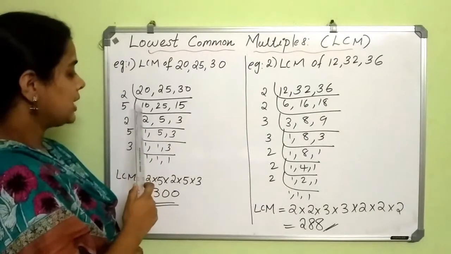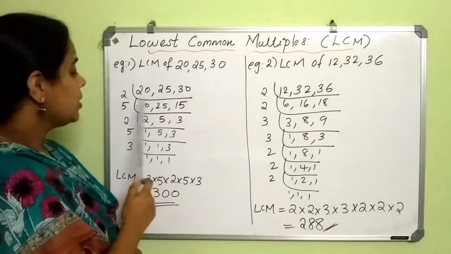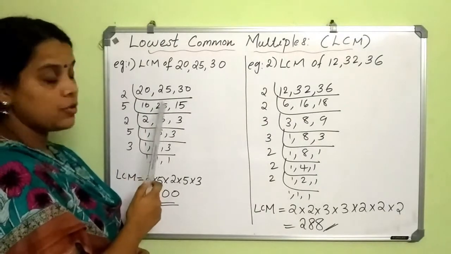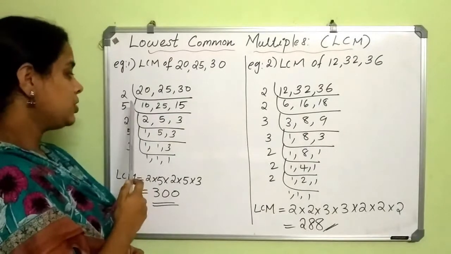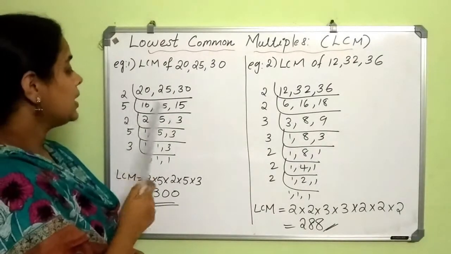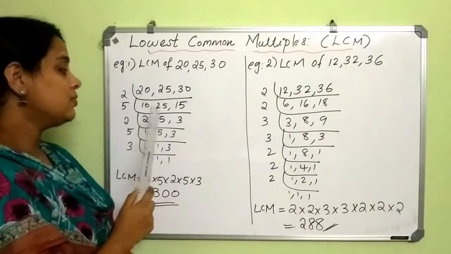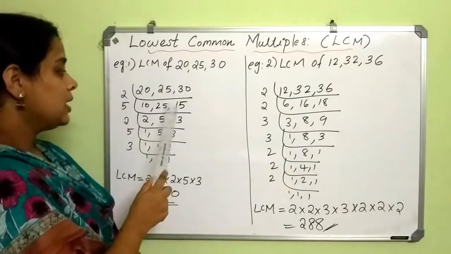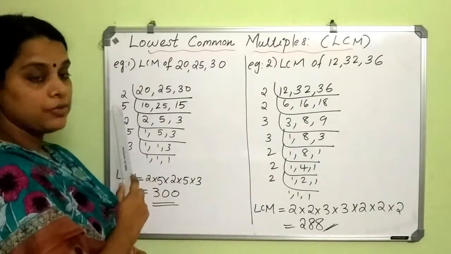Now 10, 25 and 15 we got. So 5 is the common factor of all the 3 numbers. Now we can take 5. If you are taking 2, it's not wrong. You can take 2 also, because 10 is divisible by 2. At least one number is there, you can take. Here 15 is there, you can take 3 also. No problem. Here I took 5.